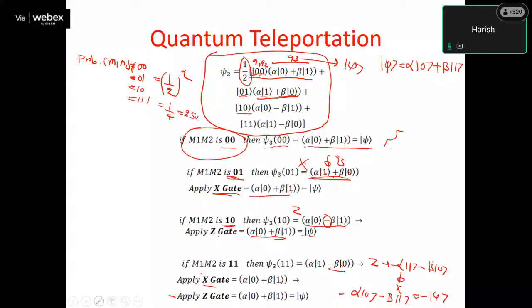So if you apply the gates in the other order, if you apply Z first, then it becomes minus psi. So you need to be cautious while applying this X and Z gate. If you apply X first and then Z, then you will get psi. Otherwise, you will get minus psi, as we have seen here. So this way, we can create the teleportation circuit.